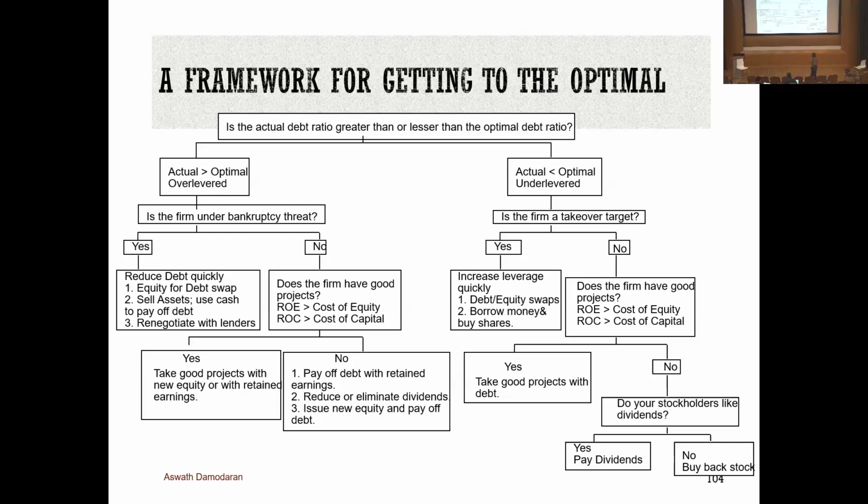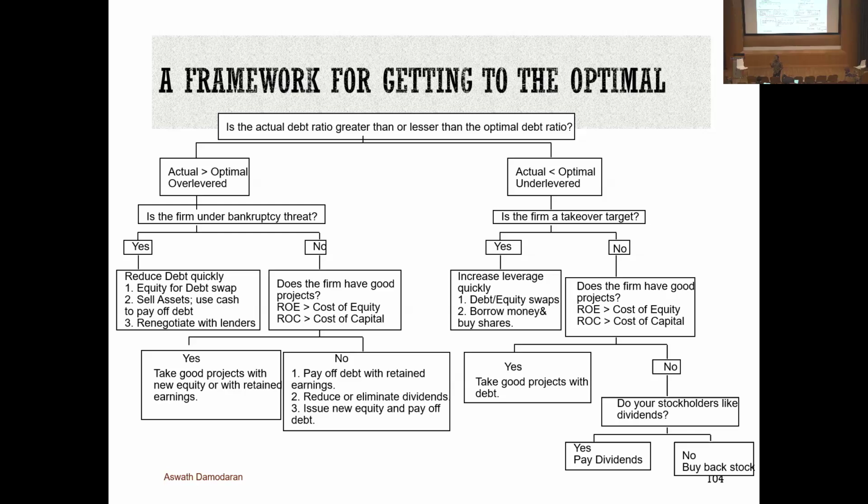So if you have the luxury of time and you have good projects, go take the good projects with equity. In this case, retained earnings. And over time, your debt ratio will decrease, your debt problem will go away. But if you don't have good projects, again, you're back on this treadmill of having to pay down debt over time. And you try your best. You take your retained earnings, you pay down your debt, and over time, you hope to get back to health.